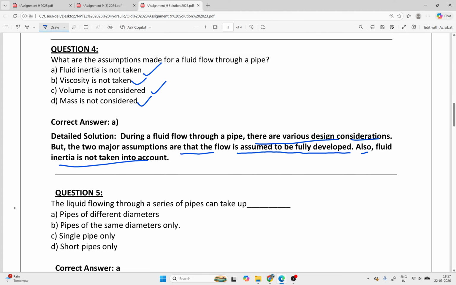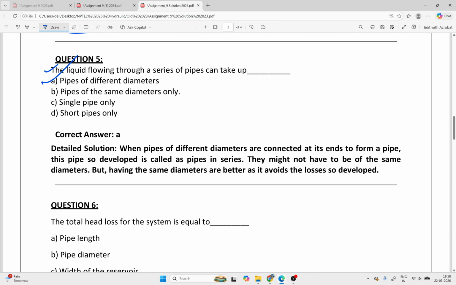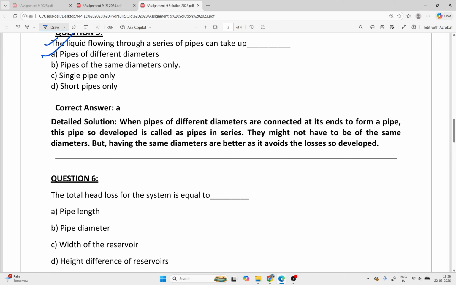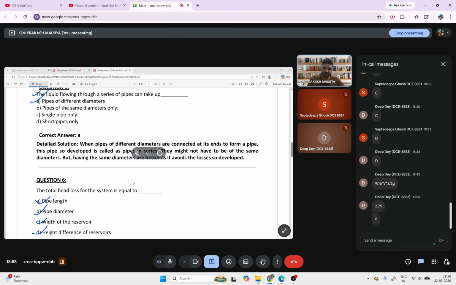Here we know already the liquid flowing through a series of pipes can be taken up: pipes of different diameter, pipes of the same diameter only, a single pipe only, a short pipe only. No, pipes of different diameter are possible, no issue. So here, total head loss for the system is equal to what? Pipe length, pipe diameter, width of reservoir, or height difference of the reservoir. I want to know from your side for question number 6, please.